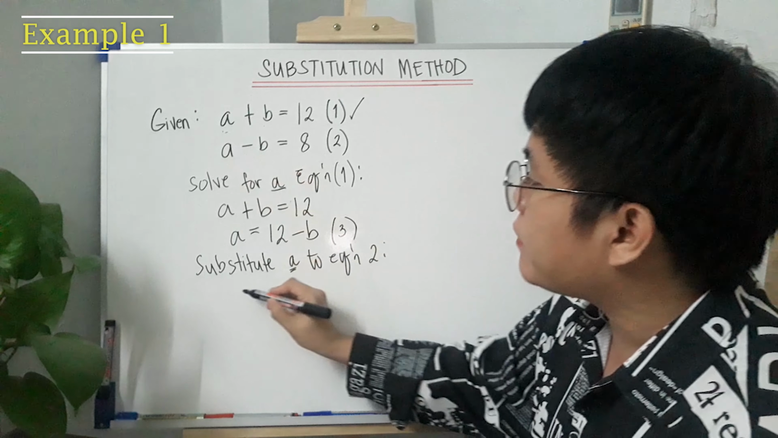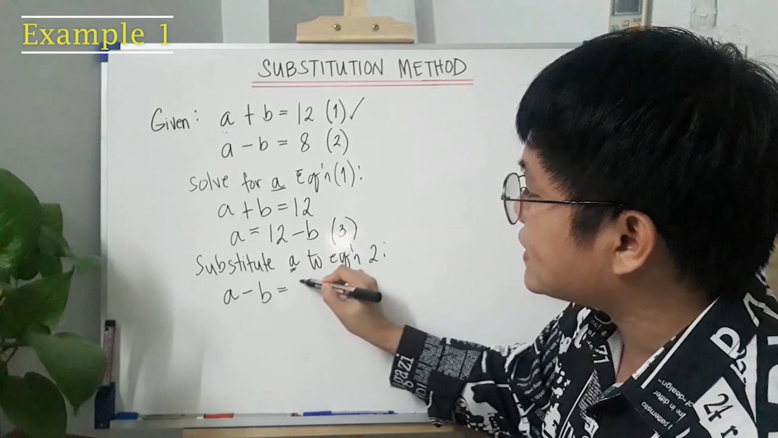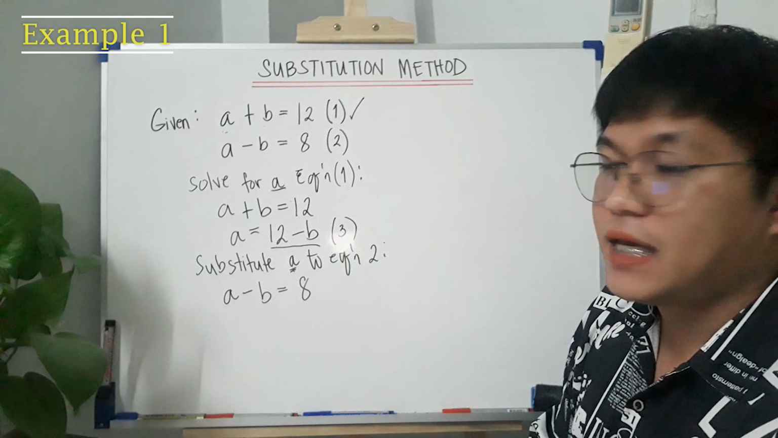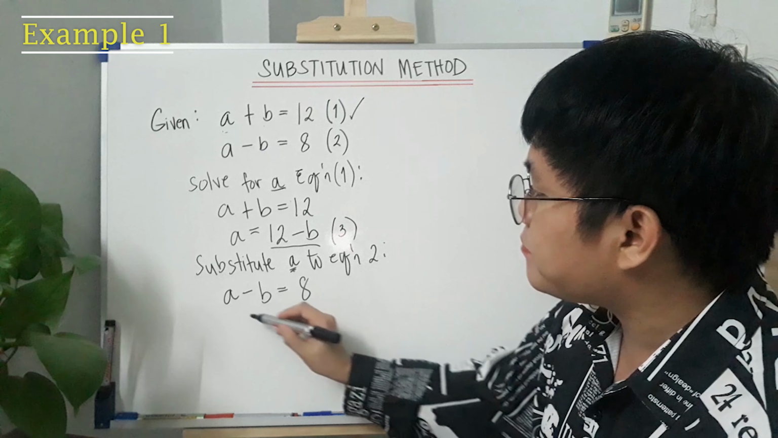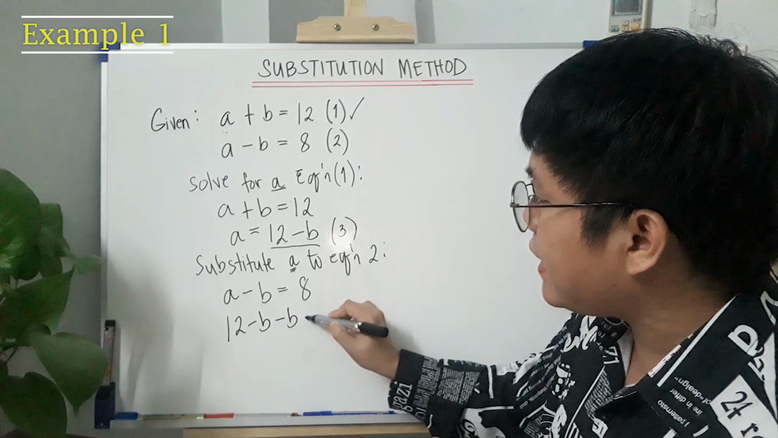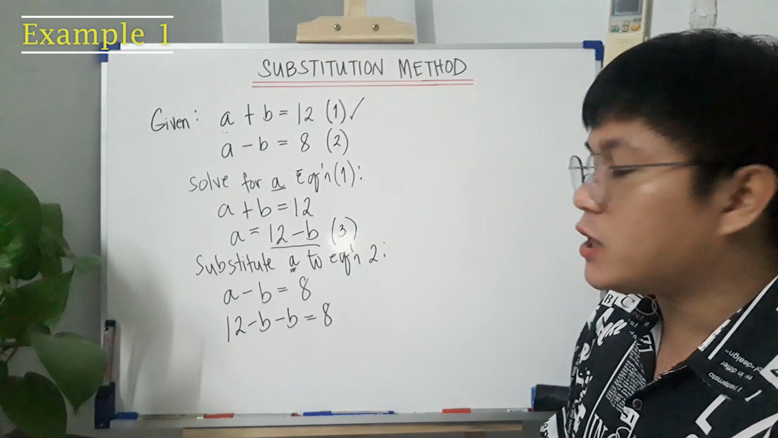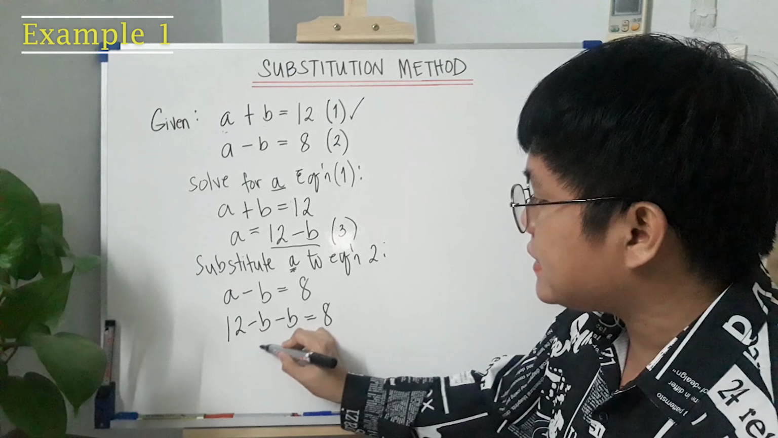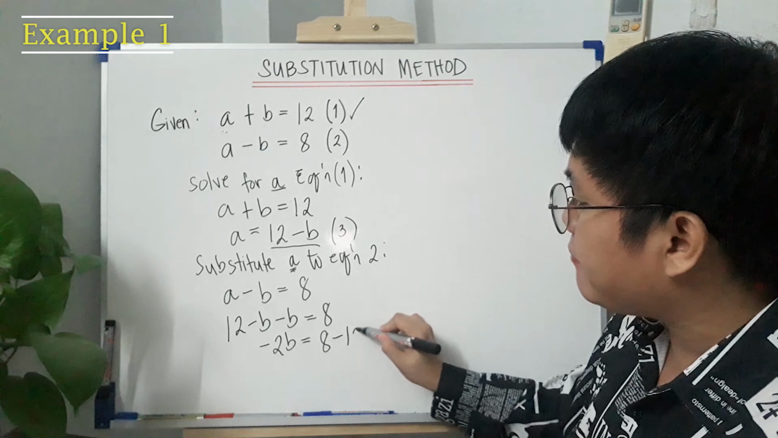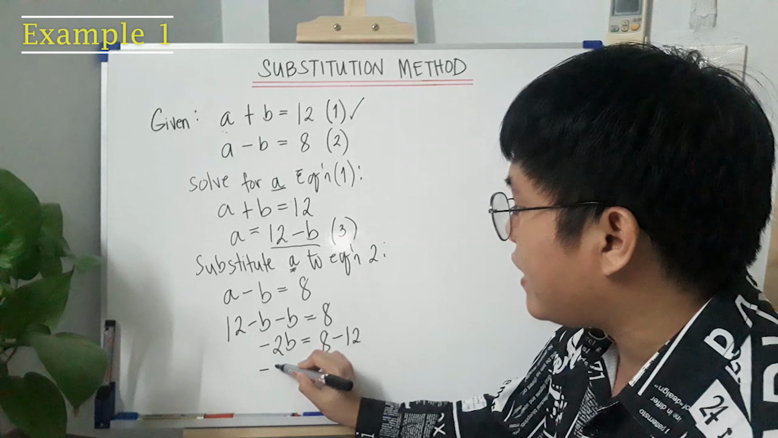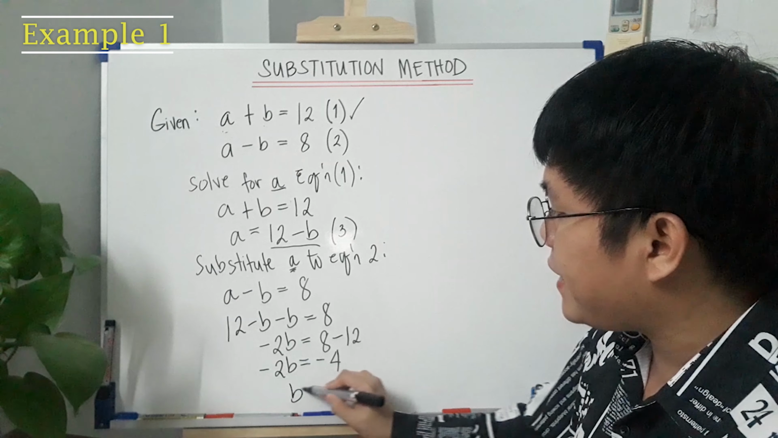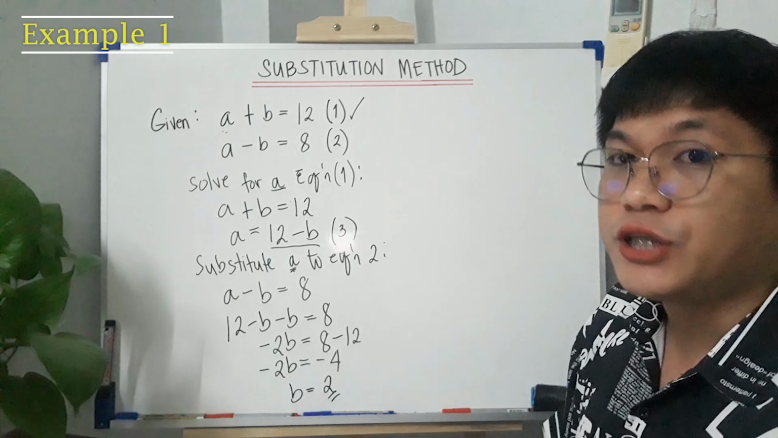Okay, so using equation number 2, we have here A minus B equals 8. And then we are going to substitute A, which is 12 minus B. So that will be what? We have 12 minus B, and then copy minus B equals 8. And then combine similar terms. Negative B minus B, that is negative 2B, equals 8. Transpose to the other side, minus 12. And then simplify. So we have negative 2B equals negative 4. And then that is B equals positive 2.